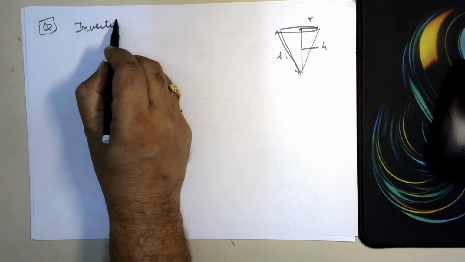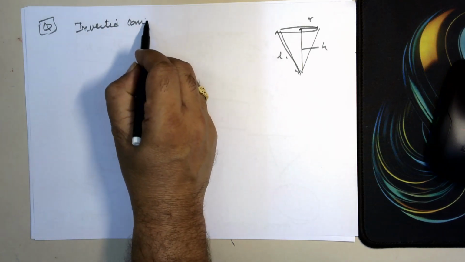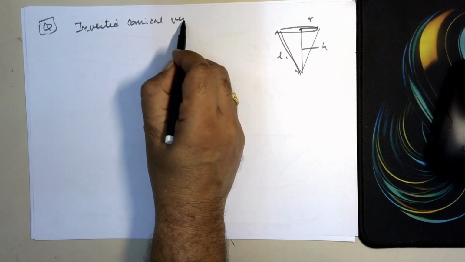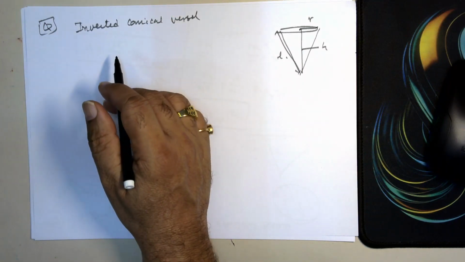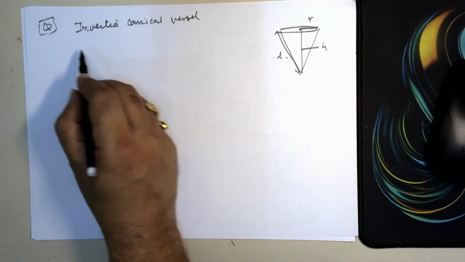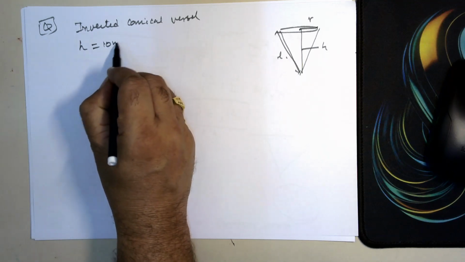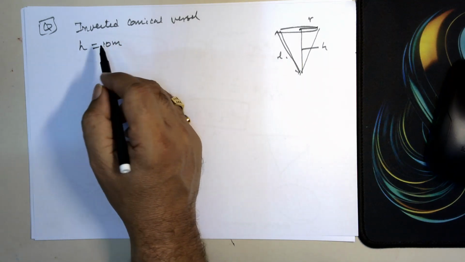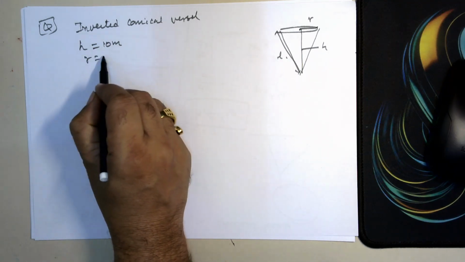Now, an inverted conical vessel, next problem. Suppose height is 10 meter. So height is 10 meter and radius is 5 meter.